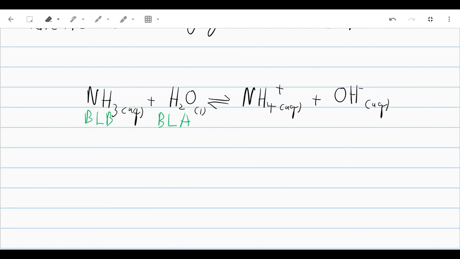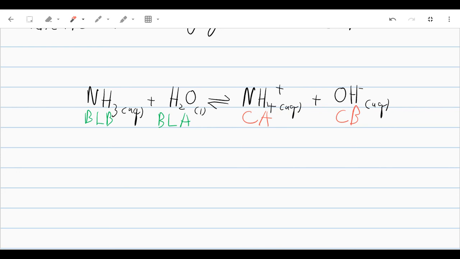Now, from that, we can also figure out what the conjugates are. The conjugate acid is always going to be paired with the Bronsted-Lowry base. So our conjugate acid here is going to be the NH4 plus. Our conjugate base is going to be the OH minus, because originally the NH3 was acting as a base.